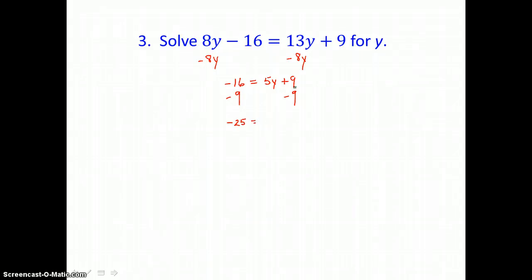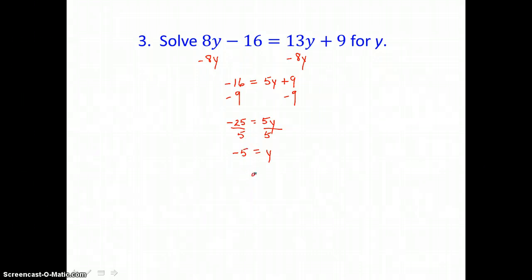And on the right hand side, 9 and negative 9 are 0, so we're left with 5y. Okay, now the last step is to undo the multiplication. Divide both sides by 5 so that we have 1y on the right. Negative 25 divided by 5 is negative 5 on the left.